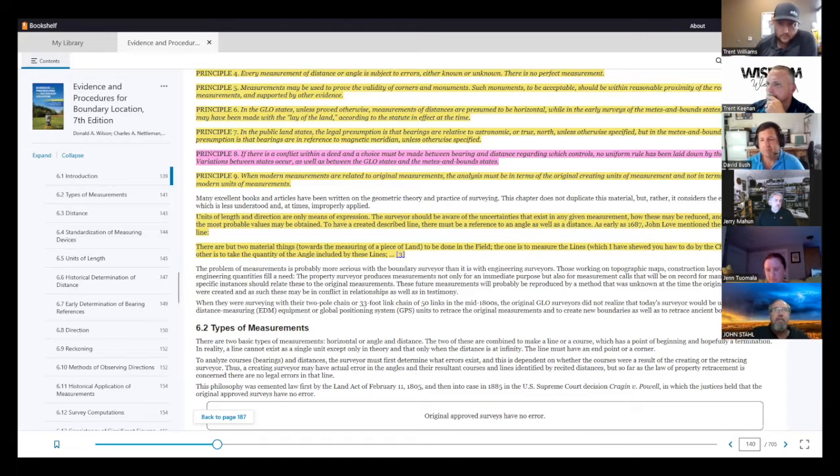So you don't have any accuracy standards for resurvey in California? No, they're not published. I mean, it's just a personal preference kind of thing.